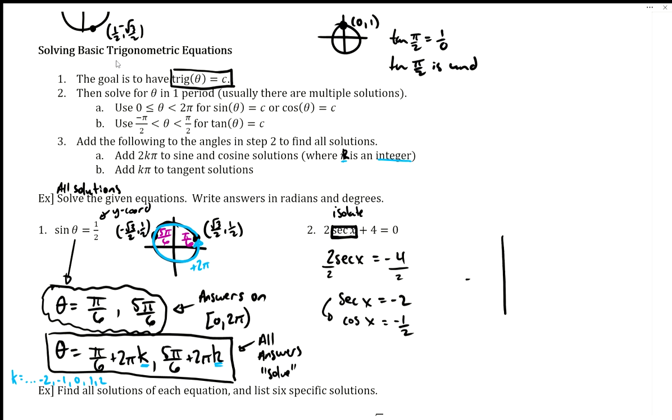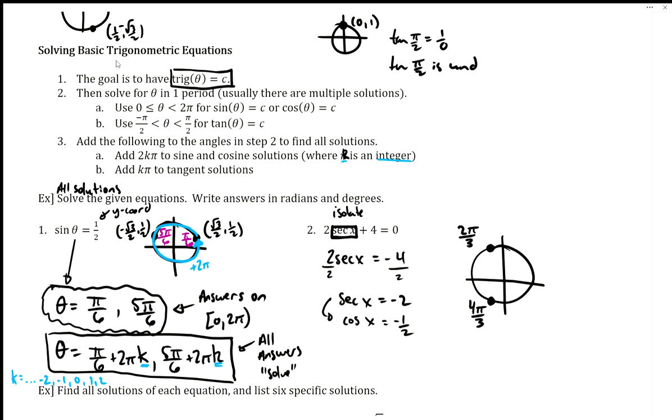So on my unit circle, I'm thinking, all right, where are my x coordinates -1/2, since I'm dealing with a cosine function? And well, I would have a -1/2 in the second quadrant and a -1/2 in the third quadrant close to the y-axis. Close to the y-axis is where we would have 3 in the denominator. We would have 2 pi thirds and we would have 4 pi thirds.